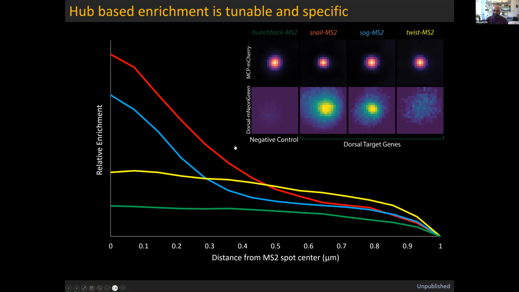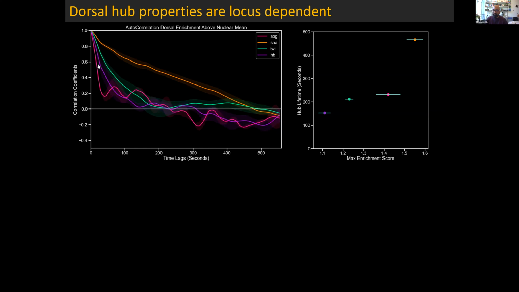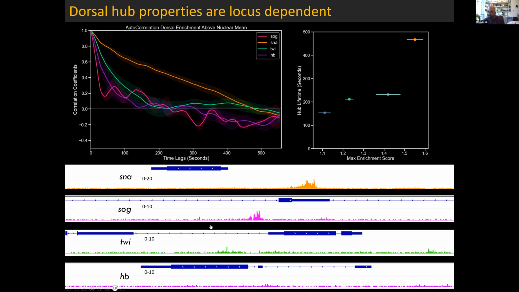So by applying the same analysis using the transcription site as an anchor point, what S discovered is that these hubs lead to different levels of occupation at these different gene targets. So the enrichment is tunable and is specific, such that you don't see any enrichment at the negative control here, hunchback. And digging into this data further, what S found is that these hub properties, like the lifetime of the hub, or the persistence of the interaction, are also tuned at different target genes. So longer interactions lead to longer enrichments. And this corresponds very nicely to what you can observe with techniques like ChIP-seq.